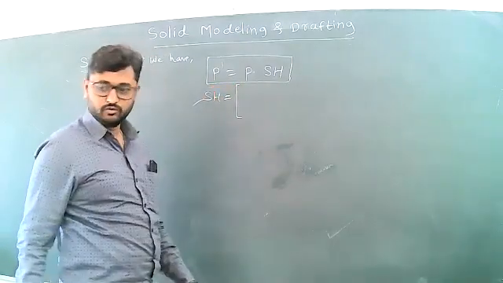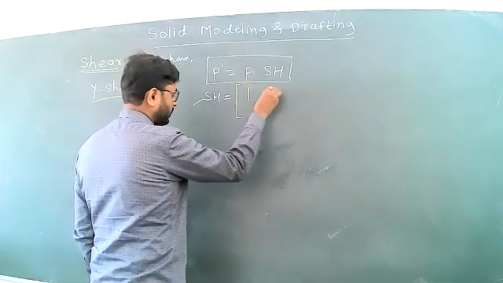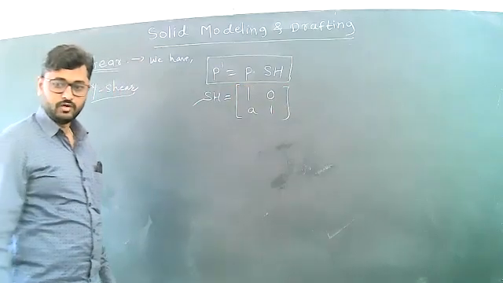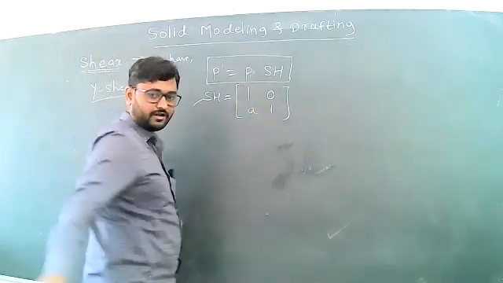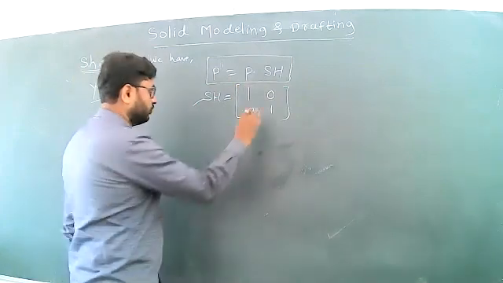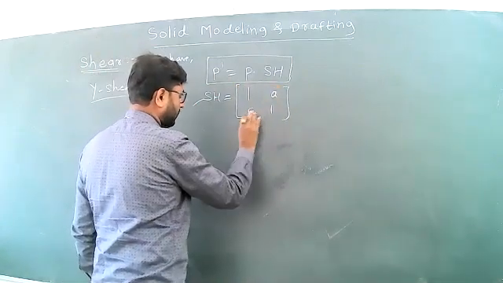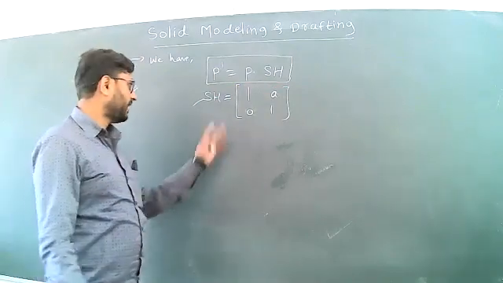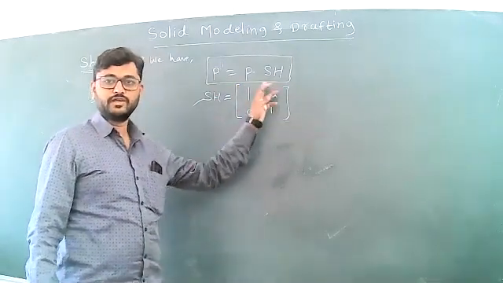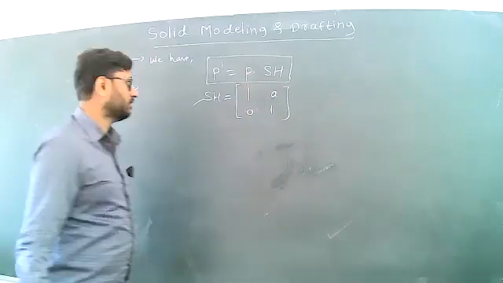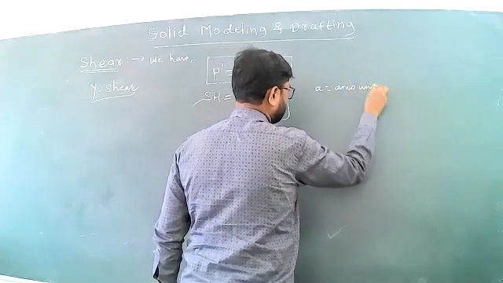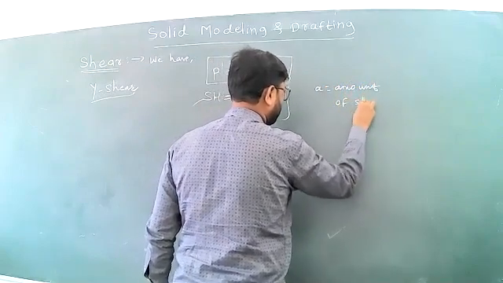How do we consider this shear value? By using a matrix. For y shear we consider the matrix 1 0, A 1. For x shear we consider the matrix 1 A, 0 1, where A is the shear amount, that is, the amount of shear.